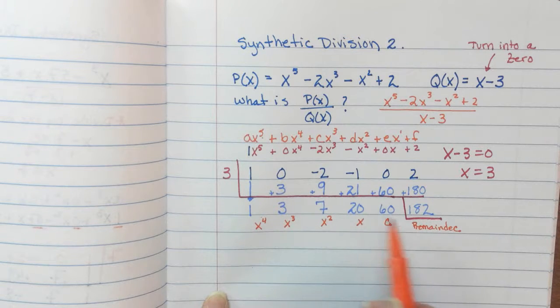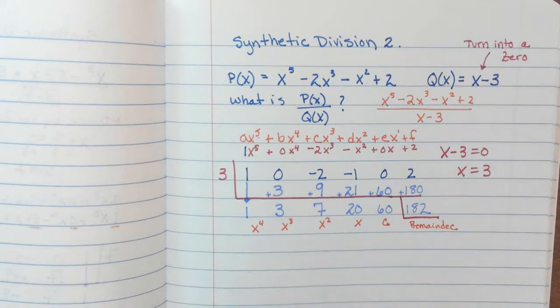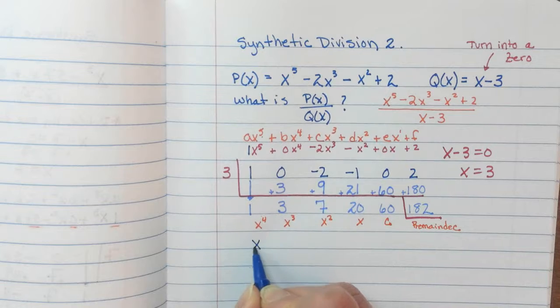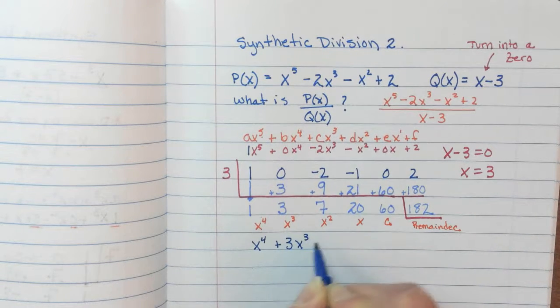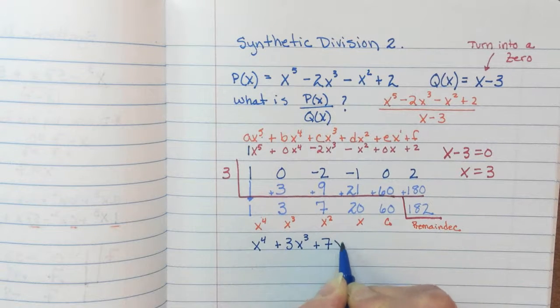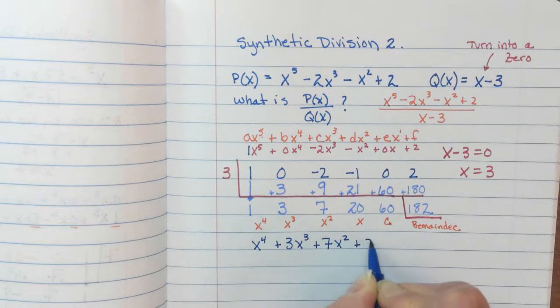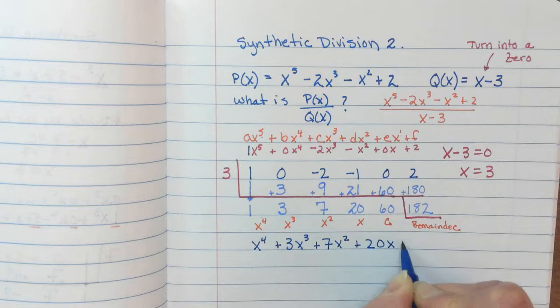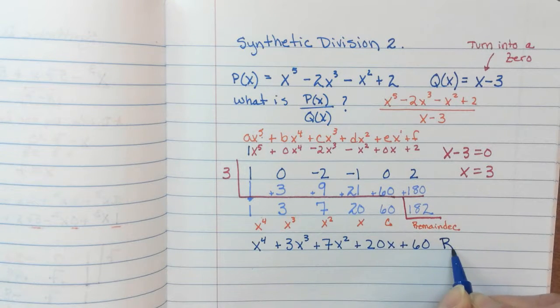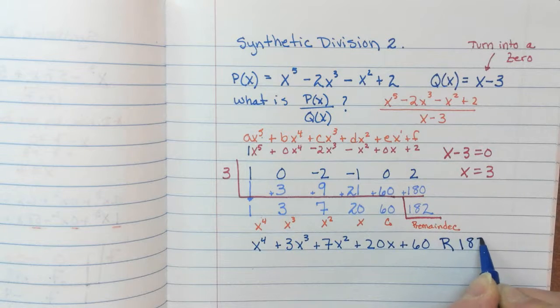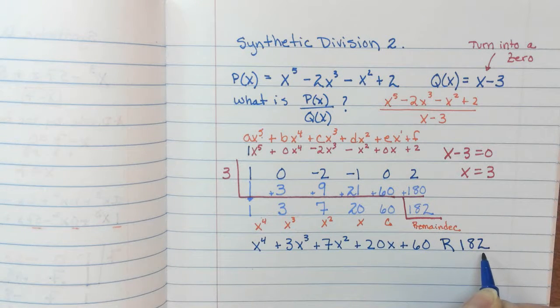So that means if I'm going to rewrite this out, it would be x to the fourth plus 3x cubed plus 7x squared plus 20x plus 60. And for right now, I'm going to say we have a remainder of 182. We're going to do something with that in a minute.